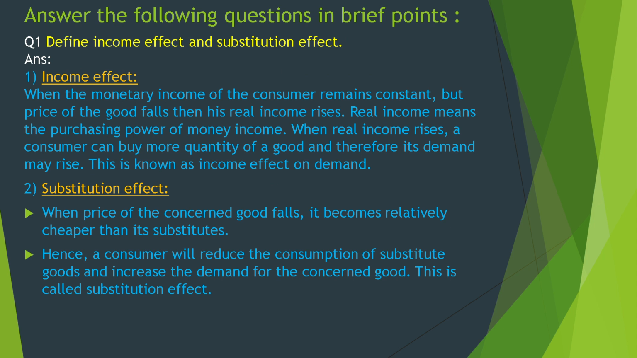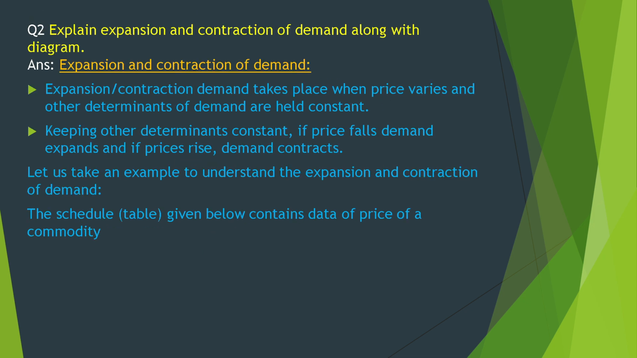Substitution effect: when the price of the concerned good falls, it becomes relatively cheaper than its substitutes. Hence, a consumer will reduce the consumption of substitute goods and increase the demand for the concerned good. This is called substitution effect. Explain expansion and contraction of demand along with diagram. Expansion and contraction of demand takes place when price varies and other determinants of demand are held constant. Keeping other determinants constant, if price falls, demand expands, and if price rises, demand contracts.